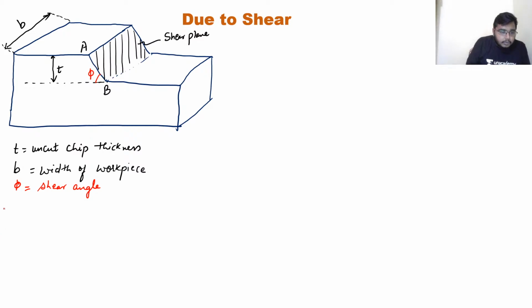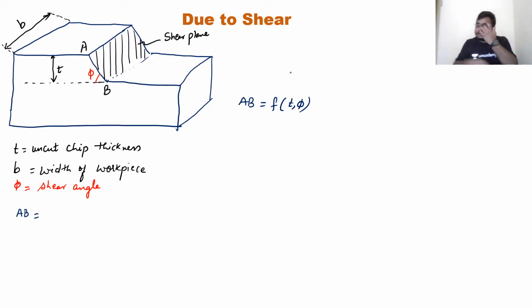Clear? Now can anybody tell me, AB का लेंथ क्या होगा, सर? What would be the length of AB in terms of T and phi? Please tell me the relation of AB in terms of T and phi. Please tell me in the comment box, please.